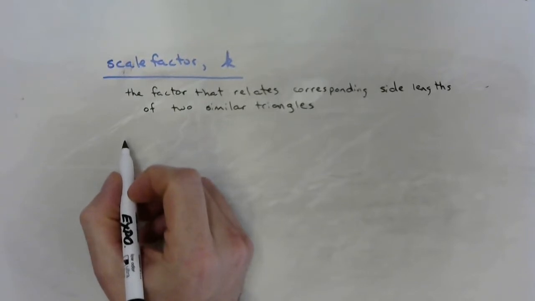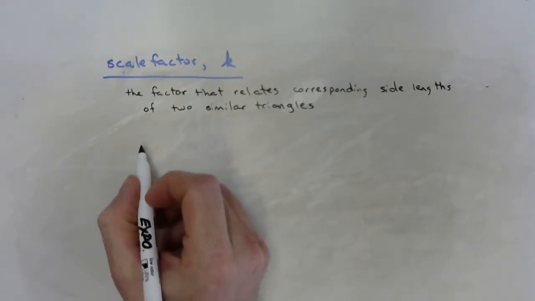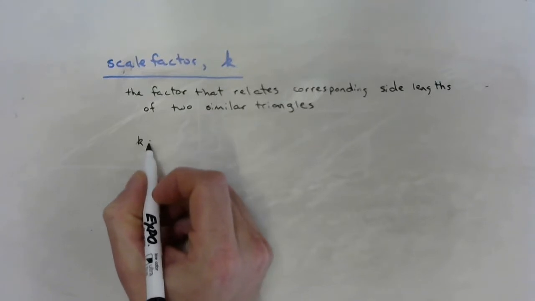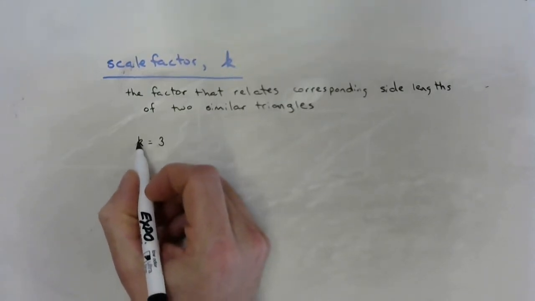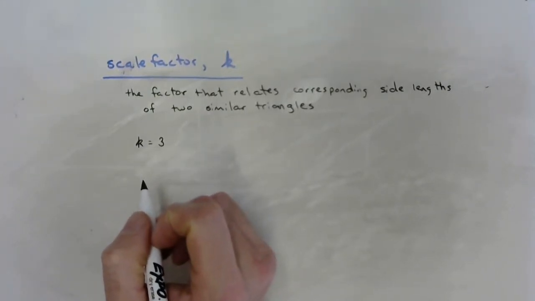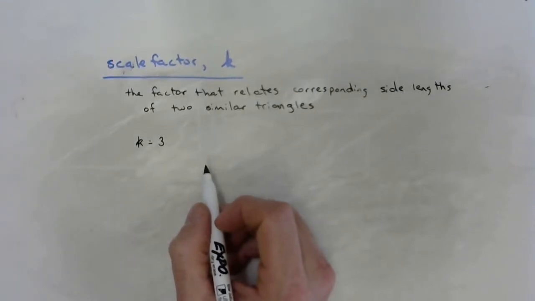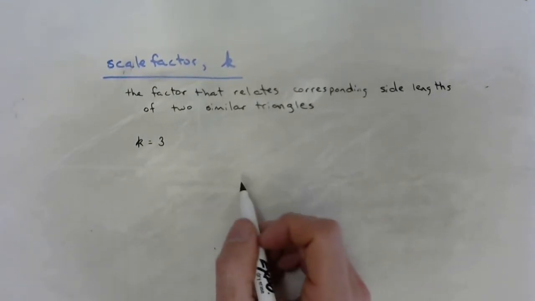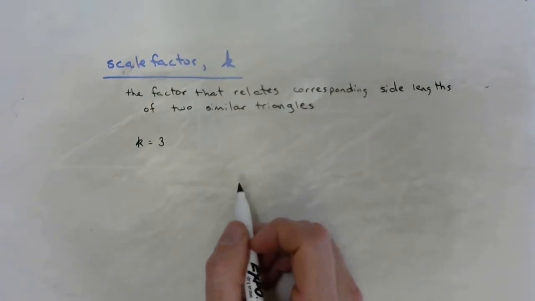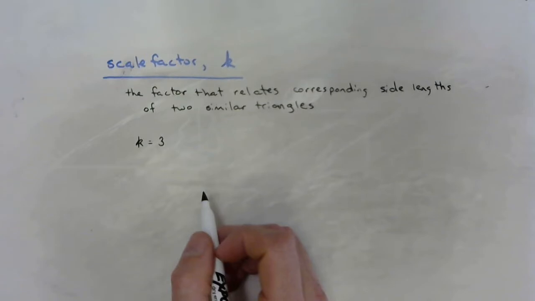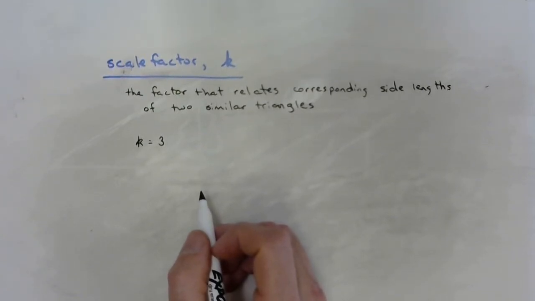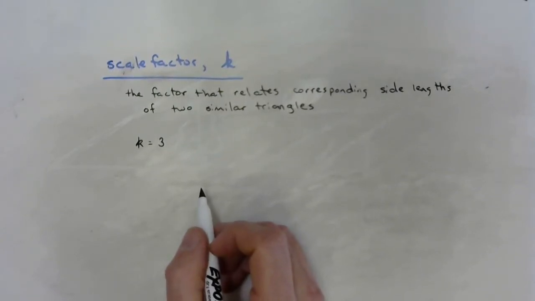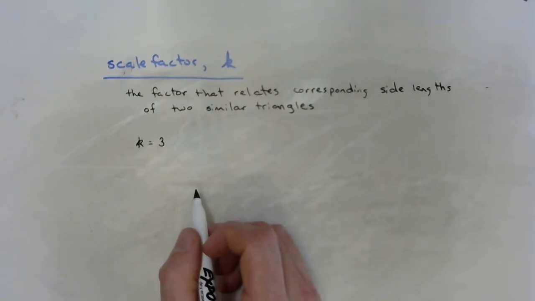So in the diagram, K equals 3, which means we could take any side length from the small triangle, multiply it by 3, and get the corresponding side length in the bigger triangle. How would I go from the bigger triangle to the smaller triangle? I'd multiply by 1/3, or I would divide by 3 to get the corresponding side length in the smaller triangle. Does that make sense to you guys so far?